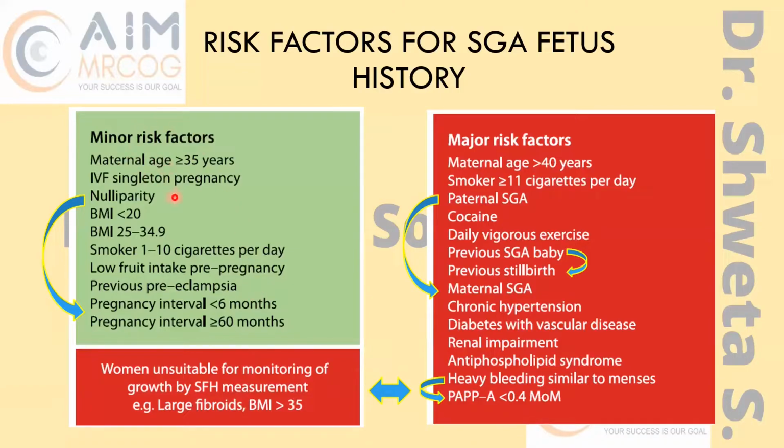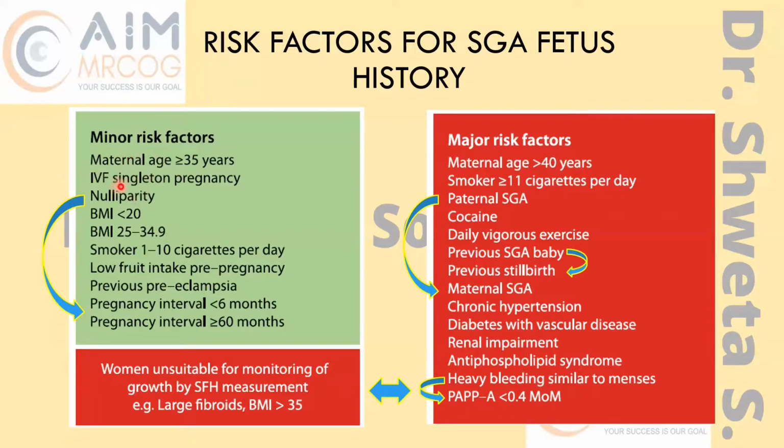Now in minor risk factors, you have to understand the age again. This will be more of personal things like maternal age more than or equal to 35. So if more than 40, it is major, but if it is 35 or more, it will be minor. If she is having an IVF singleton pregnancy, an IVF pregnancy, assisted conception when they give you in the question, that is also a minor risk factor. Whenever the age is more, whenever she has conceived with IVF, whenever she is nullipara, this triad goes hand in hand. It is a minor risk factor.